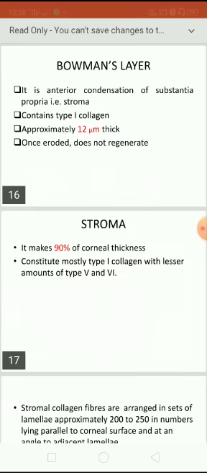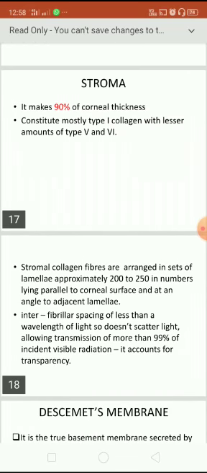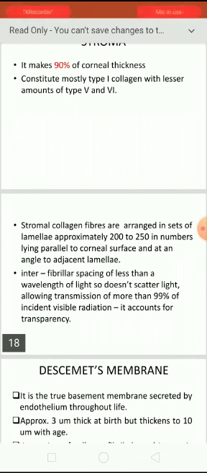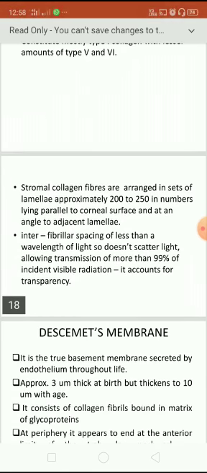The third layer is the stroma. It makes up 90% of corneal thickness. It constitutes mostly type 1 collagen with lesser amounts of type 5 and type 6 collagen. The stromal collagen fibers are arranged in sets of lamellae, approximately 200 to 250 in number. They lie parallel to the corneal surface and at an angle to the adjacent lamellae. The interfibrillar spacing is less than a wavelength of light, so it does not scatter the light, allowing the transmission of more than 99% of incident visible radiation, which accounts for the transparency of the cornea.